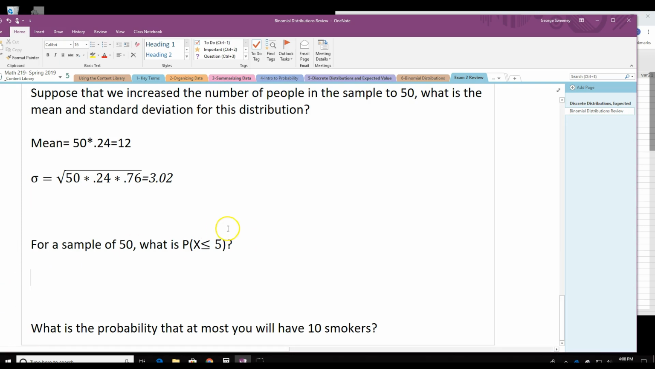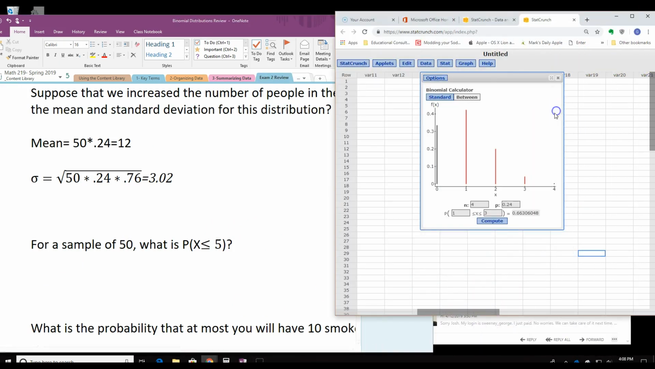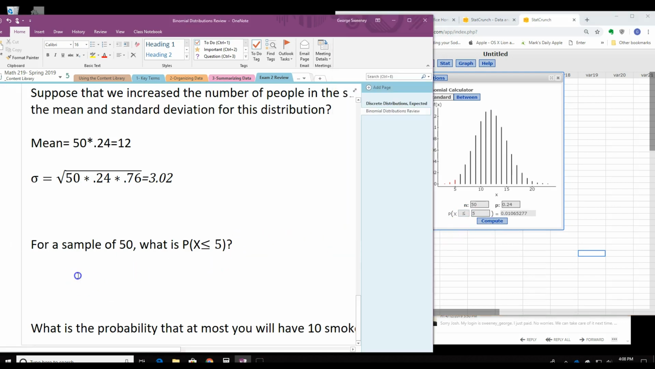All right. Now, what about this? For a sample of 50, what is P of X less than or equal to 5? Well, that's really straightforward, isn't it? Because now I just go into StatCrunch. I'm going to change up my N to 50. And I'm going to change my X to less than or equal to 5. Gives me 0.011. Okay, so this is 0.011. I don't need to actually use any notation there because it's already written.